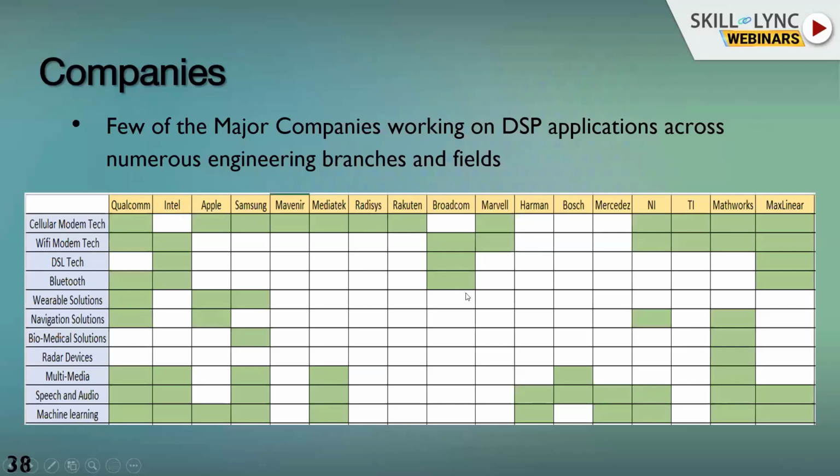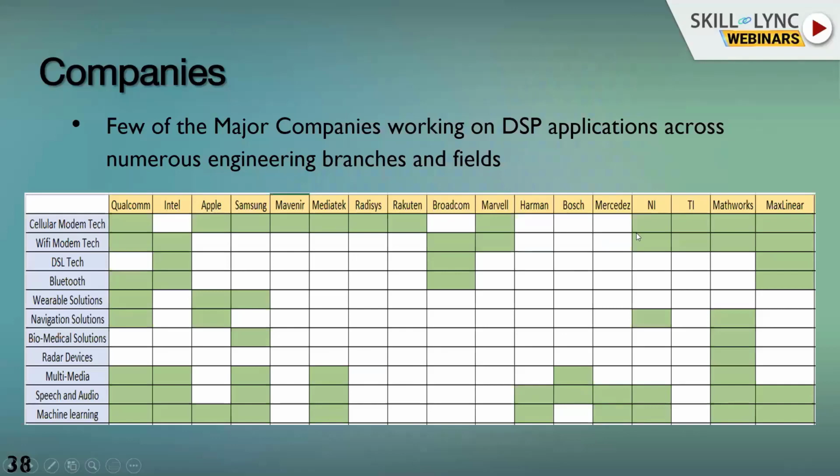Then there is Broadcom, which is not working in cellular modem, but in other wireless and wired communication technologies. Marvell Semiconductors is one of the very good companies, working in Wi-Fi and cellular modem. Then there are dedicated companies for speech and audio signal processing, like Harman, Bosch, and Mercedes, where they work on speech for their speakers and sound systems.